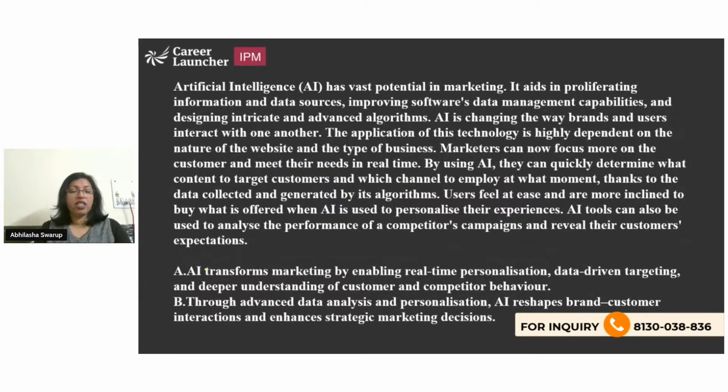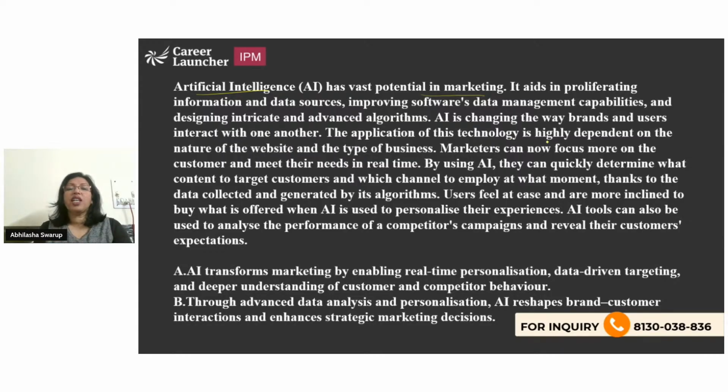All right, let's read this third question and try and solve this one. So, artificial intelligence has vast potential in marketing. It aids in proliferating information and data sources. So, AI has a lot of scope in marketing. Now, it helps by proliferating information and data sources. It improves software's data management capabilities and designing intricate and advanced algorithms. So, it designs those. AI is changing the way brands and users interact with one another.